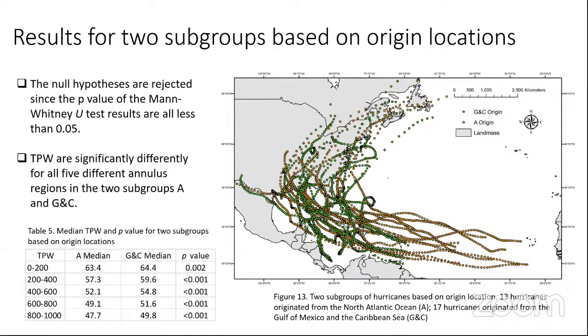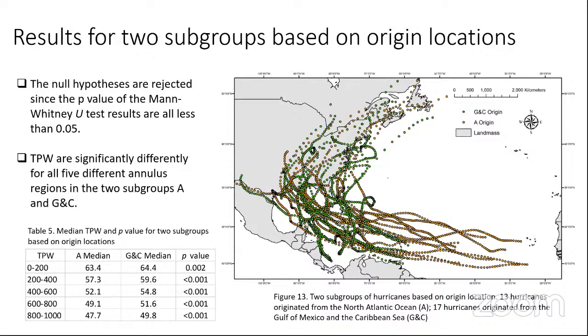First, we divide the whole sample based on their origin locations. From figure 13, we can see 13 hurricanes originated from the North Atlantic Ocean area, in yellow, and 17 hurricanes originated from the Gulf of Mexico and the Caribbean Sea. They are in green.